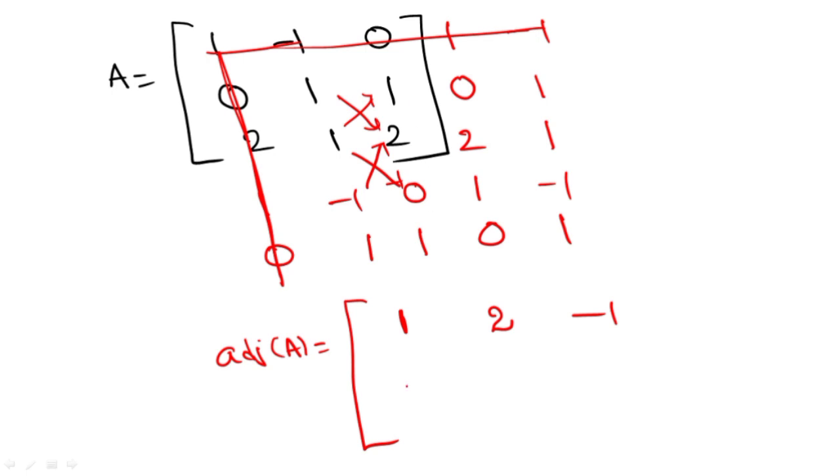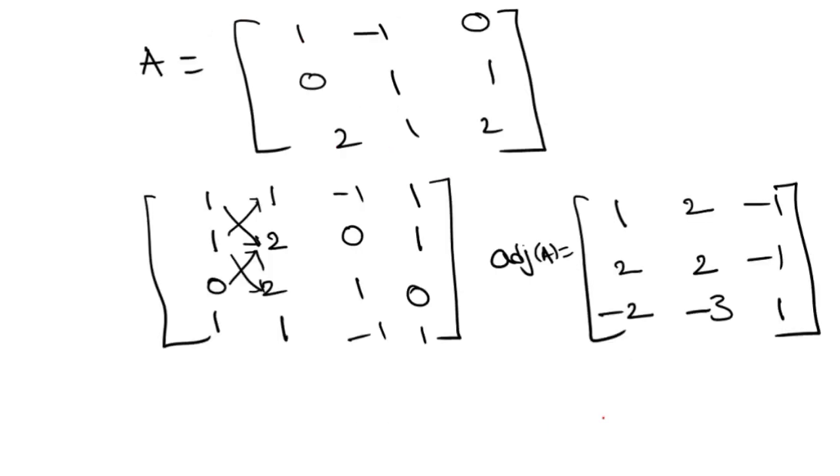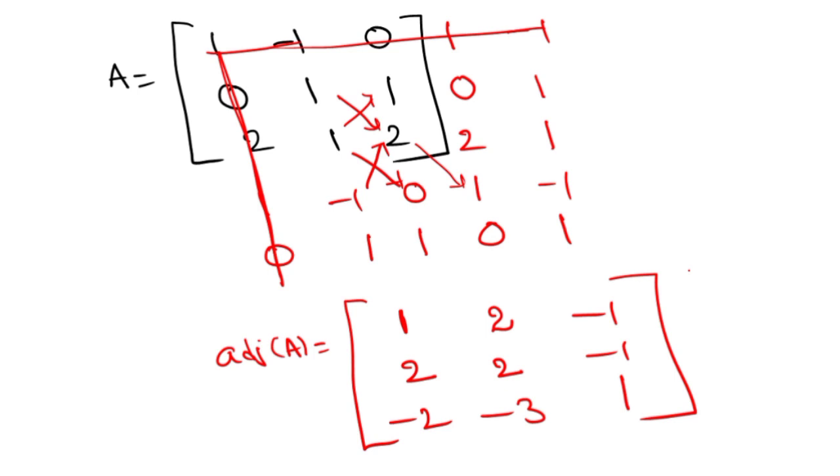This is 2. And this is also 2. You go by column wise and replace in row wise. Minus. You take column wise, replace by row wise. Minus 2, minus 1, minus. This is 1. Now you can see both are same or not. This is 1 2 minus 1, 2 2 minus 1, minus 2 minus 3 1.